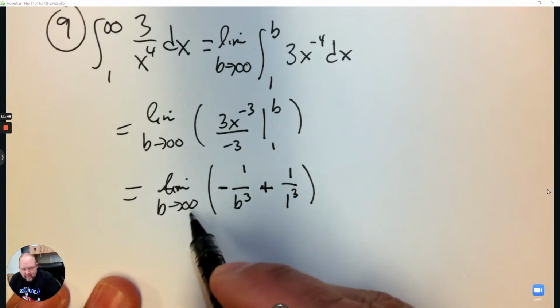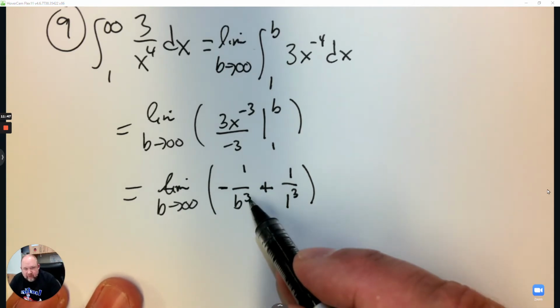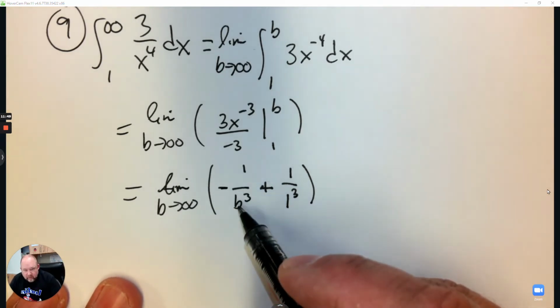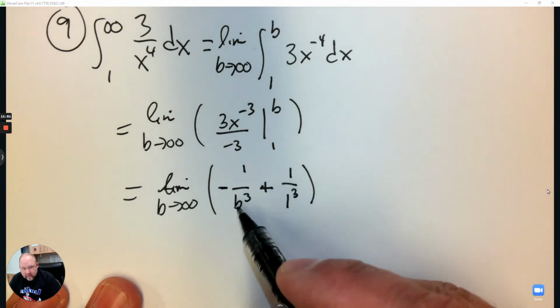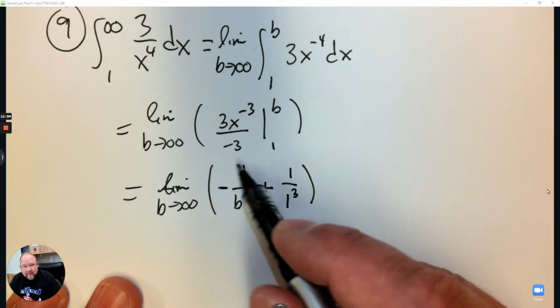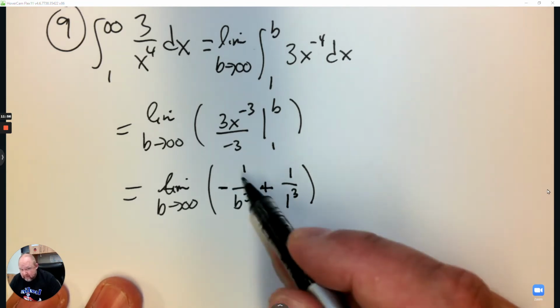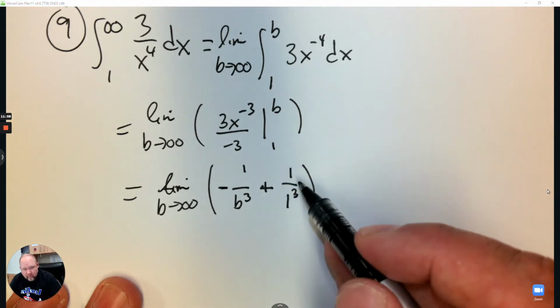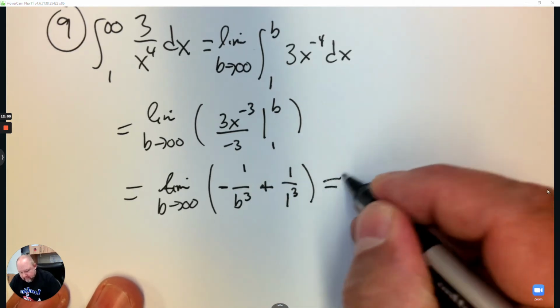Now, what's the end behavior here? So for b cubed, this is like 1 over infinity. And so 1 over infinity, or negative 1 over infinity, this is approaching 0, so it converges to an answer. This is converging, obviously, to 1. So 0 plus 1, the value of that limit is 1.